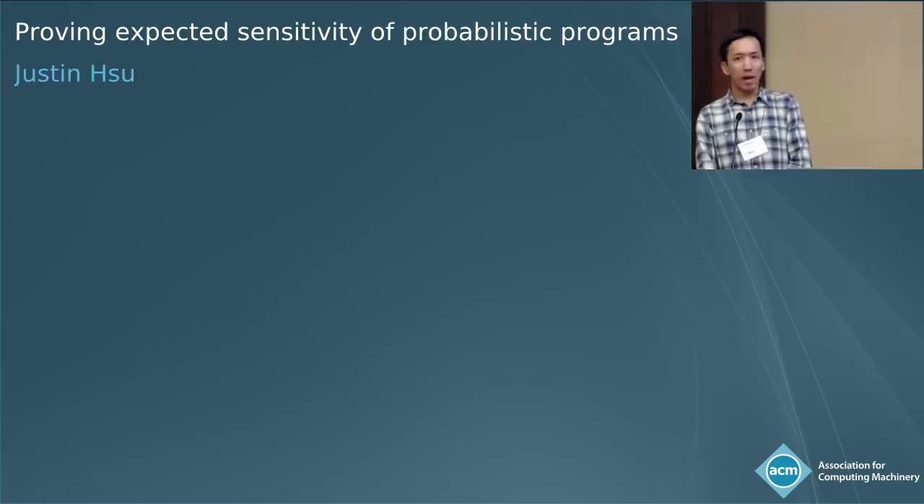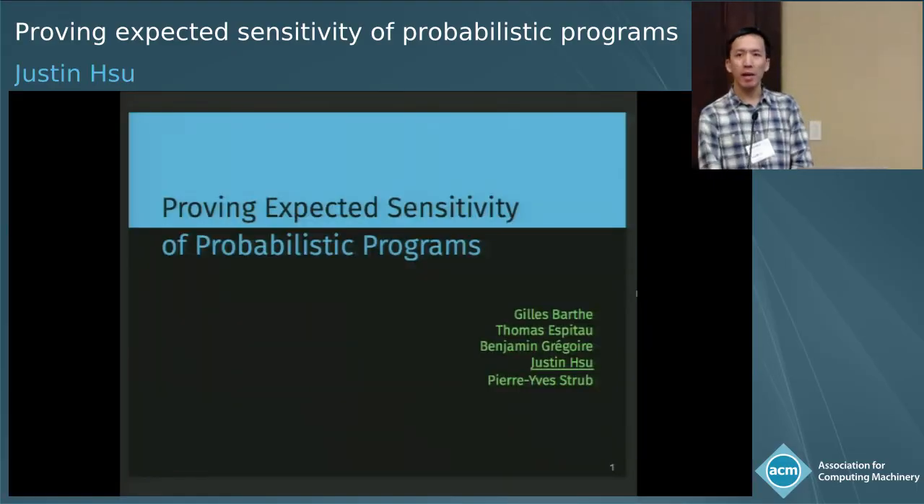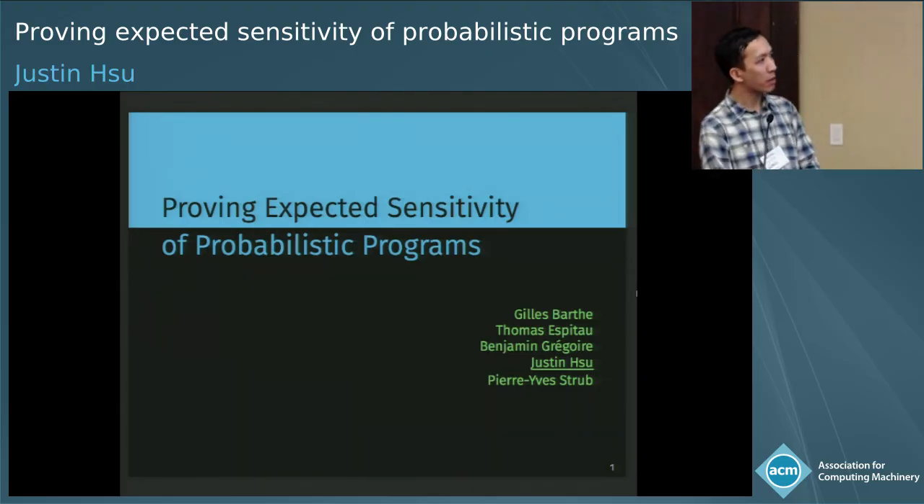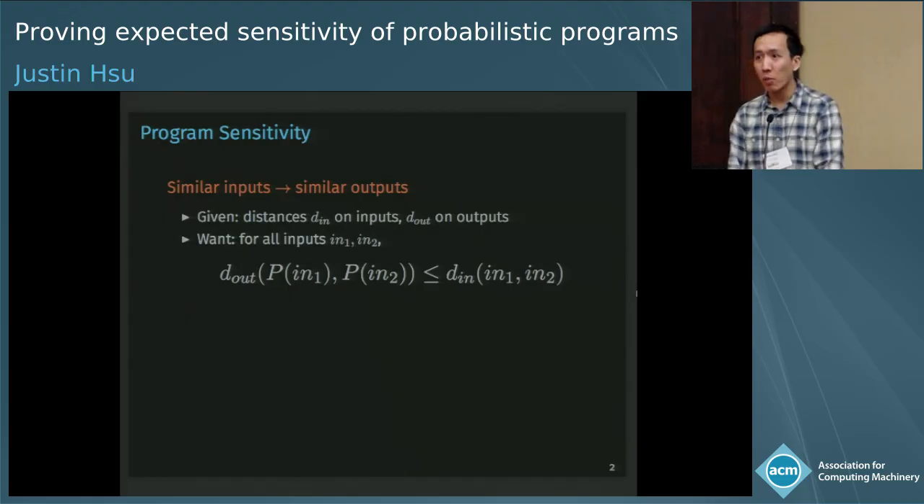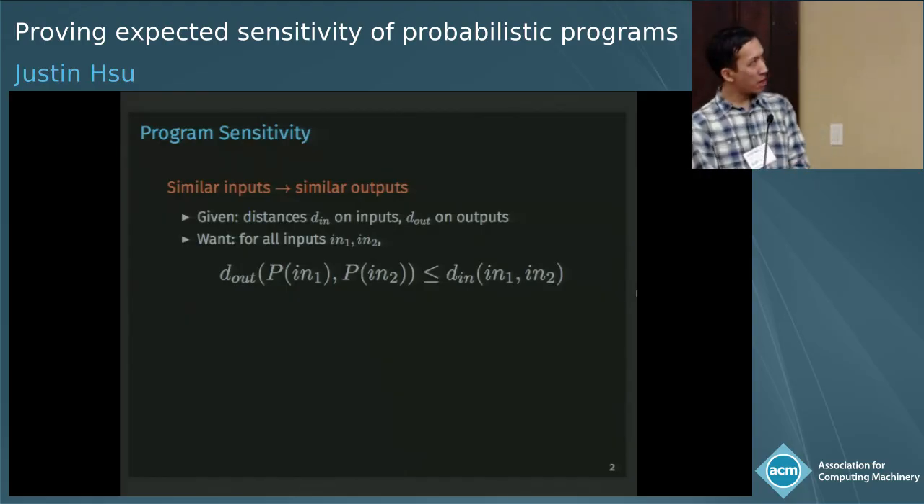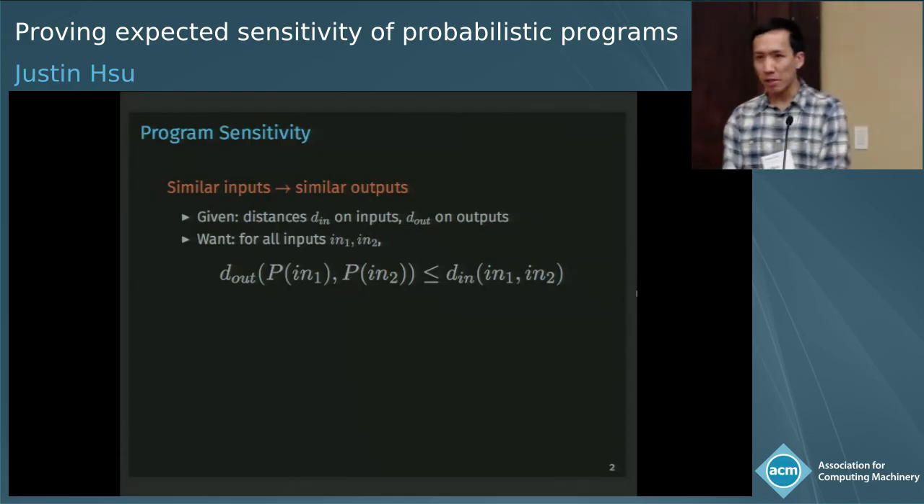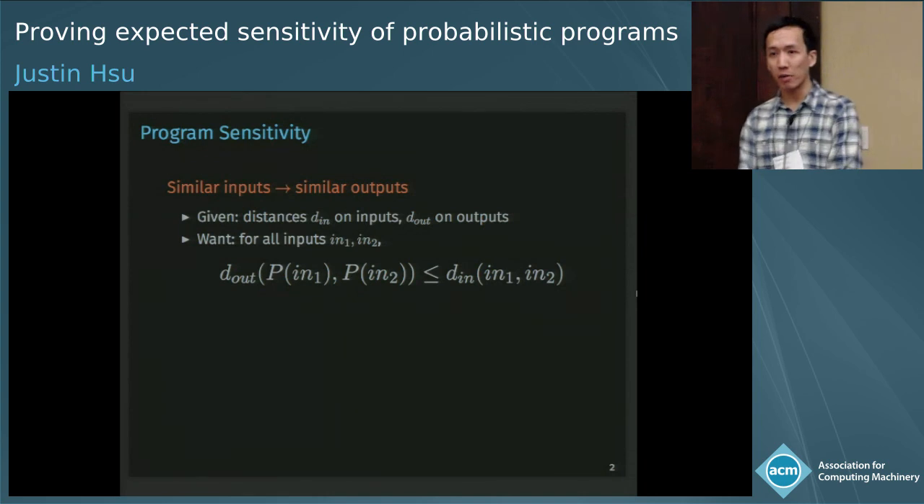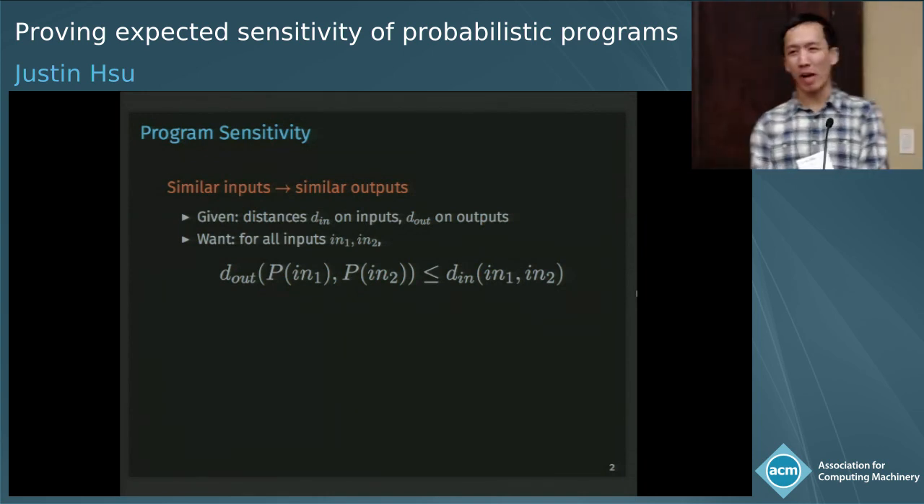Great. So the starting point of this talk will be program sensitivity. I just want to review that for a bit and then show what we do to generalize it to probabilistic programs and how we might verify such properties. Program sensitivity is a very well-studied property in verification and also mathematics. The idea in a nutshell is that similar inputs to a program should yield similar outputs. Right?